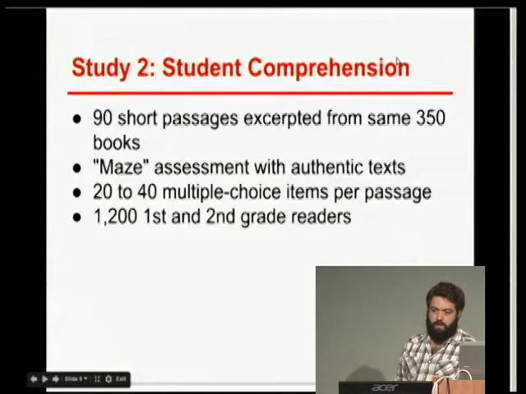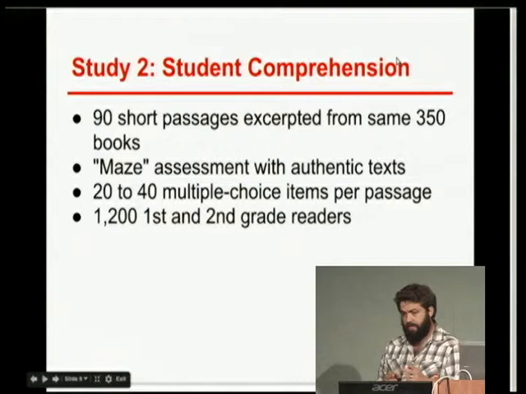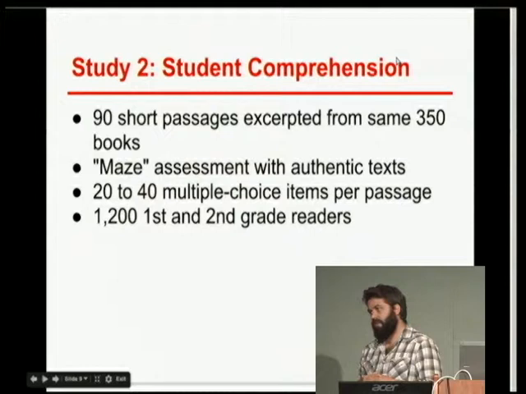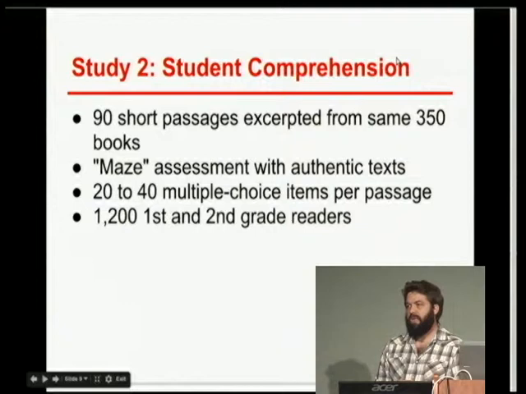Second study was on student comprehension. We actually did a couple of things here, but I'll just tell you about one of them. So this is actually a lot more costly than doing the teacher survey. So we didn't do it on all 350 of our books. We did it on 90 passages excerpted from those books. We created a maze type assessment with the authentic text.